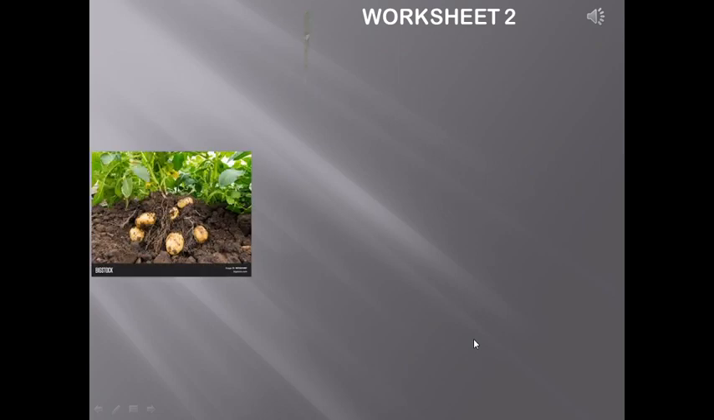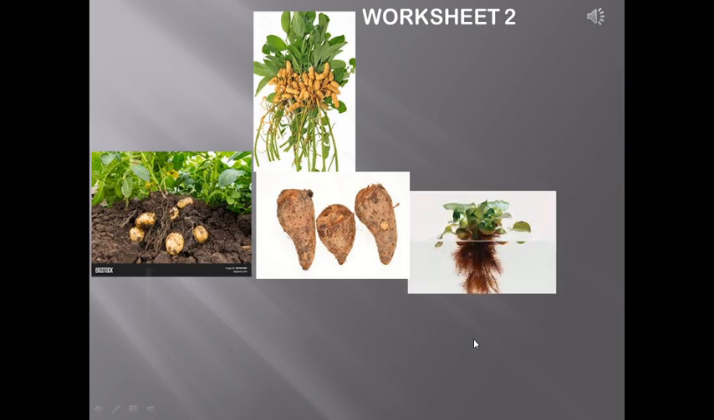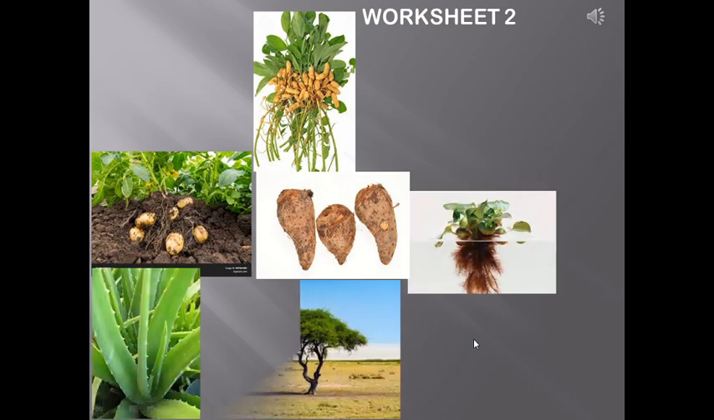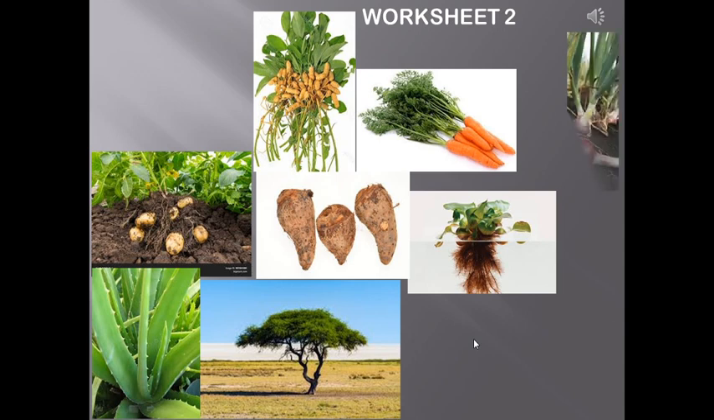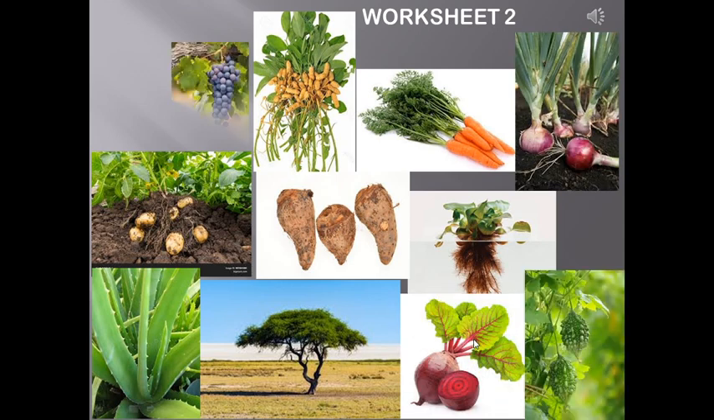For the second worksheet, you have to observe and note down the adaptation in the parts of the plants. The plants given to you are potato, groundnut, yam, water hyacinth, aloe, acacia, carrot, onion, beet, bitter gourd, and grapevine. Observe these plants and write down what is the adaptation in them so that they can adjust to the surrounding.